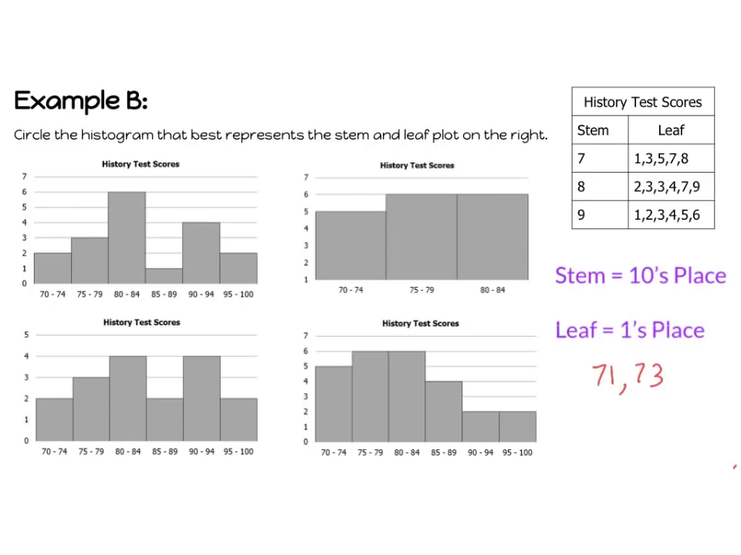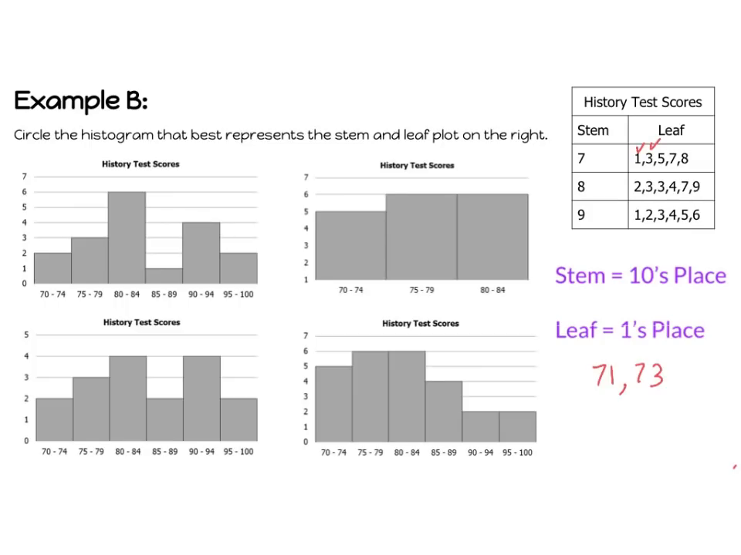So we're going to have to go through each histogram and determine if it meets all of the qualifications. So our first histogram says 70 to 74 and it has 2 numbers in that column. So now we need to compare our stem and leaf plot to that histogram. So do we have 2 numbers that are between 70 and 74? Yes, we do. So that histogram is still in the running.